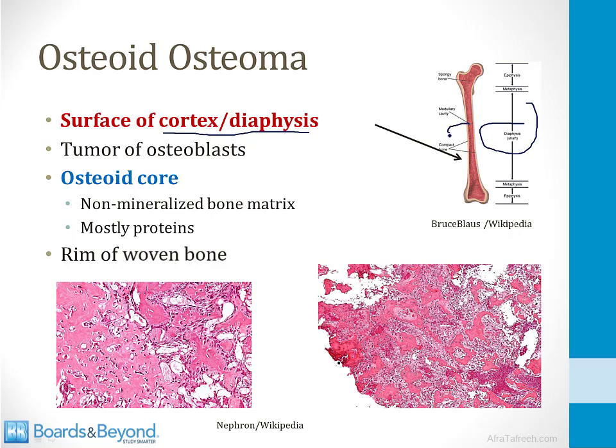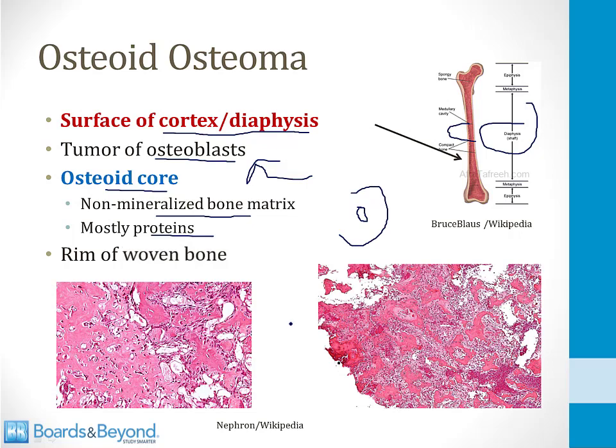So these are little bumps of bone growing on the surface of the bone shaft. They're tumors of osteoblasts, but the tumors secrete osteoid and make an osteoid core. Osteoid is non-mineralized bone matrix. It's mostly proteins, and it's secreted by the osteoblasts. So what you get is a little center full of osteoid proteins surrounded by a rim of woven bone.